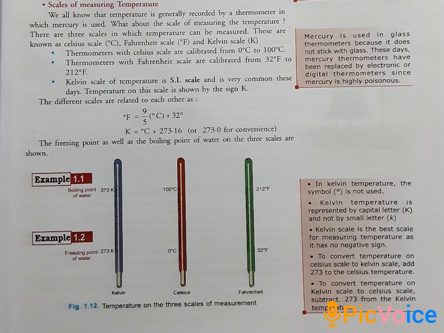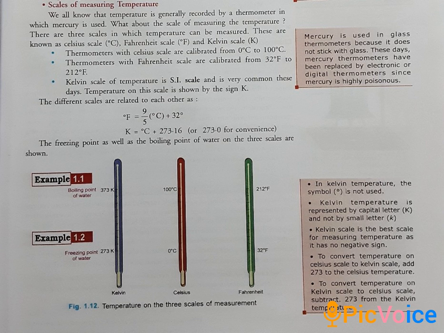Boiling point of water in Kelvin is 373 Kelvin, and in degree Celsius 100 degree Celsius, and in Fahrenheit 212 degree Fahrenheit. Freezing point of water is given as 273 Kelvin, which is equal to 0 degree Celsius, which is equal to 32 degree Fahrenheit.